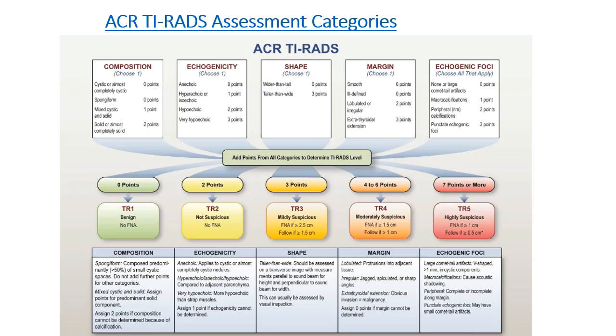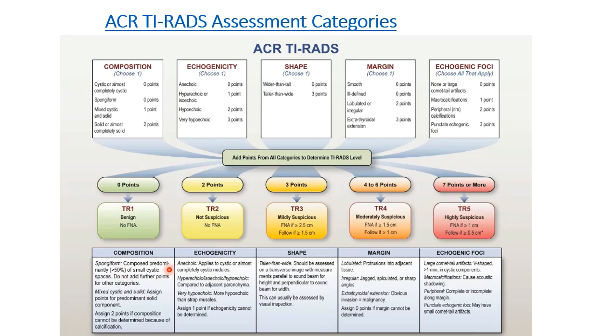So what is this TI-RADS? According to TI-RADS, the radiologic lesions are assessed based on their composition, echogenicity, shape, margins, and any echogenic foci. Based on these parameters, the nodules of thyroid are given various points. And based on the number of points scored, the scoring is done from TR1 to TR5, where TR1 is benign and TR5 is highly suspicious. So the scoring can guide whether FNAC needs to be done in a particular patient or not.